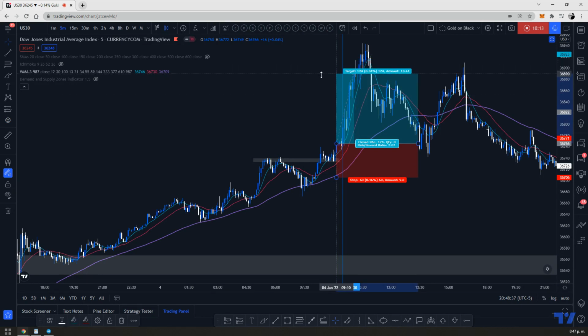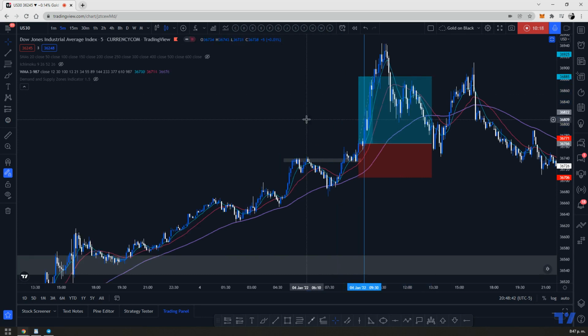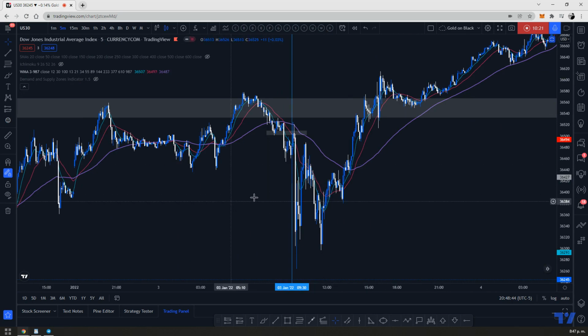It's a scalping strategy, guys. You don't need to get many pips right there because you're looking to get in and out. All right, 1 to 2. Let's see the previous day.